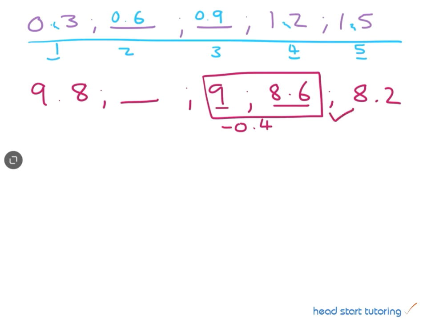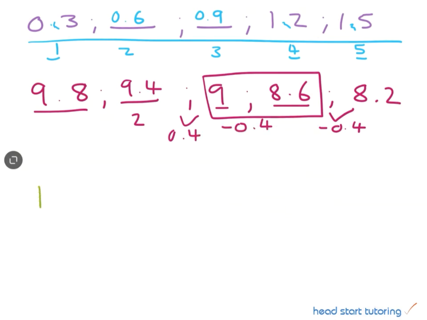And let's see if that is the same with our 8.6 and our 8.2. The difference between 8.6 and 8.2 is indeed 0.4. So again, we were minusing 0.4 to get our next number. So we can assume that we would do the same thing to get our missing number here in our second place. So 9.8 minus 0.4 is equal to 9.4. So 9.4, the difference between 9.4 and 9 is also 0.4, so that works out perfectly. So what we were doing in this number sequence is just minusing 0.4 each time.